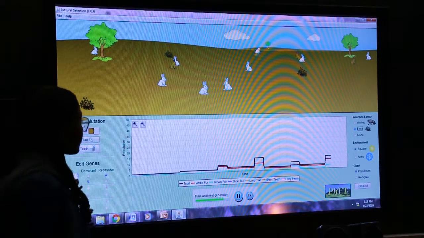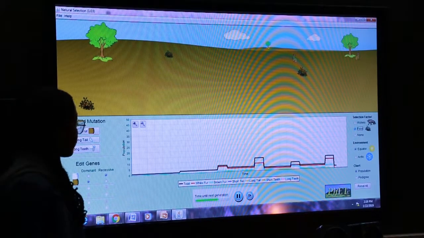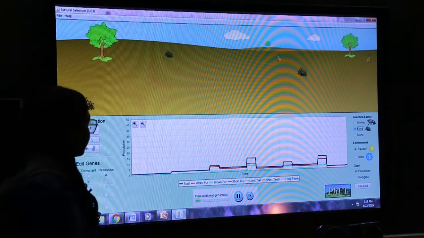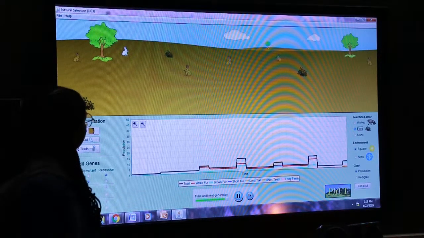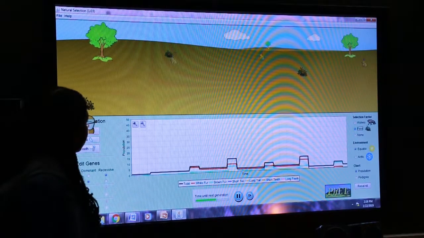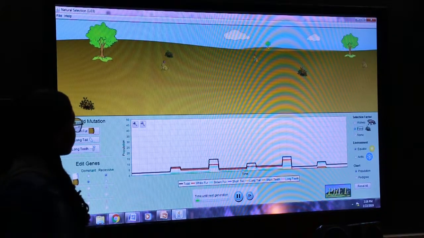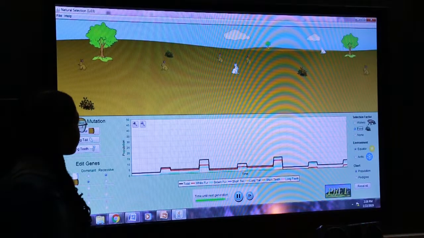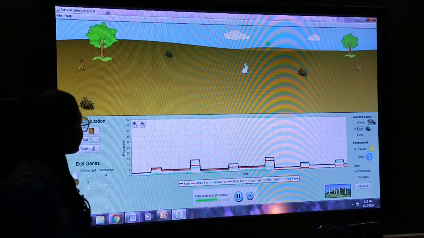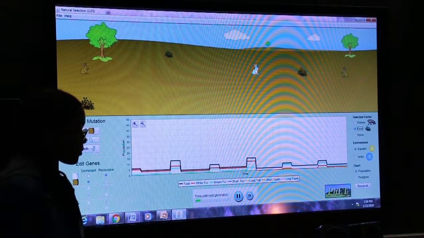Important question. Here, do you see the population holding steady? No. What's it doing? It's going up and down. Why is it going up and down when all we did was change the selection factor and put food as the selection factor? Okay, what'd you say, Nick? Limited resources, so some of the bunnies get the food, while others do not.